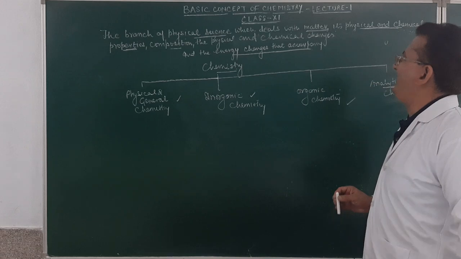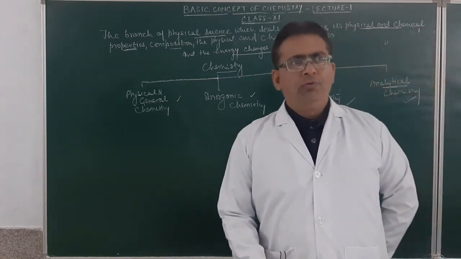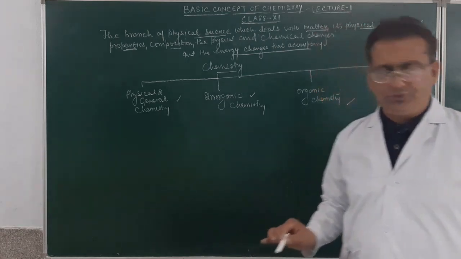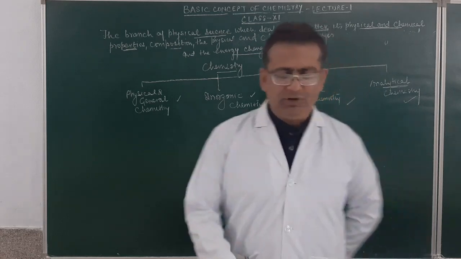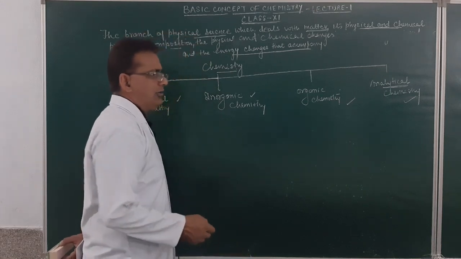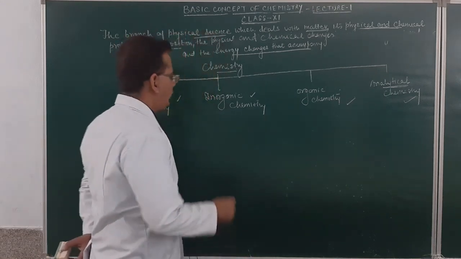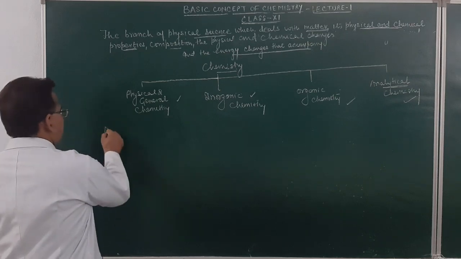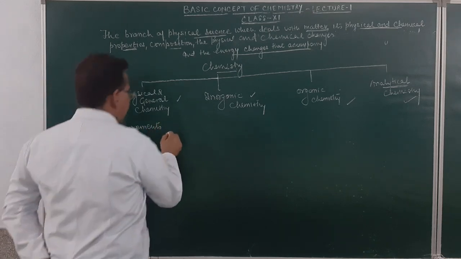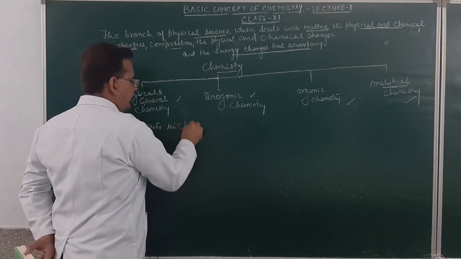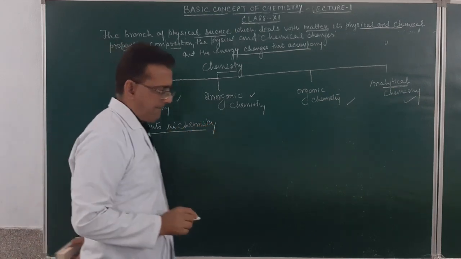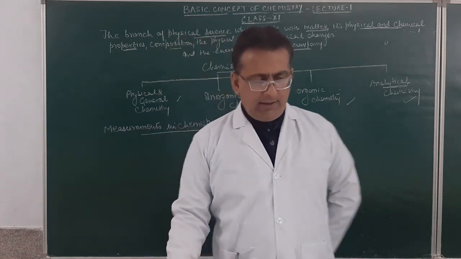Now, in this basic concept of chemistry, we will be starting with very basic discussions. Am I clear, students? First of all, I will discuss with you how to measure. So, measurement in chemistry. How do we measure things? When we talk about measurements in chemistry, as far as measurements in chemistry are concerned, any physical quantity.